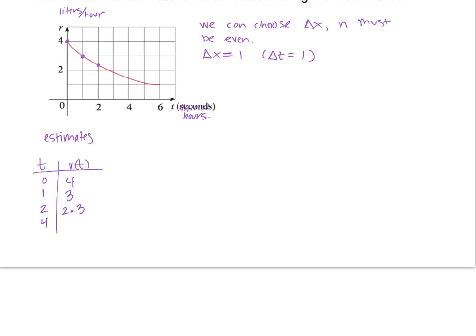When t is 4, or I skipped 3, I'm so sorry. When t is 3, 1.9, yeah, sure, 1.9 is what I got. t is 4, I said 1.5. t is 5, my answer key used 1.1, so I'm going to go with 1.1, but I would also take 1.2, and then by 6, we're at 1.